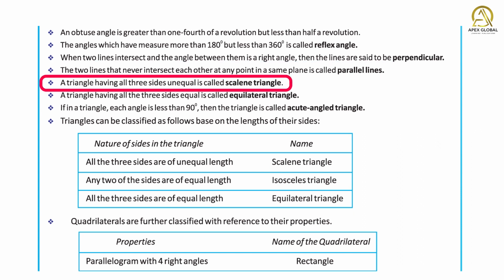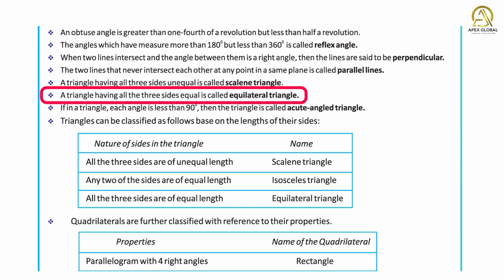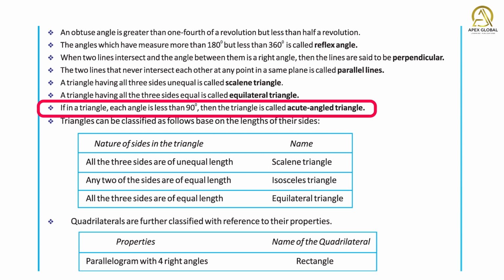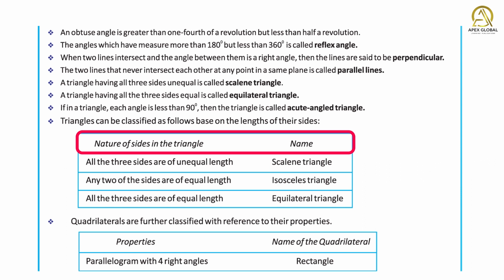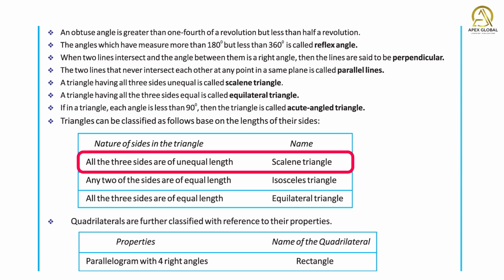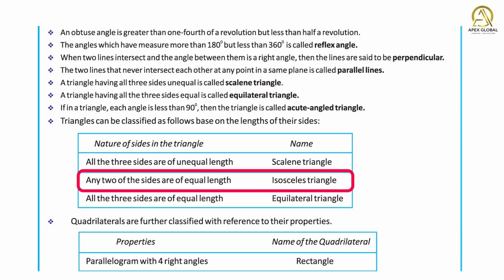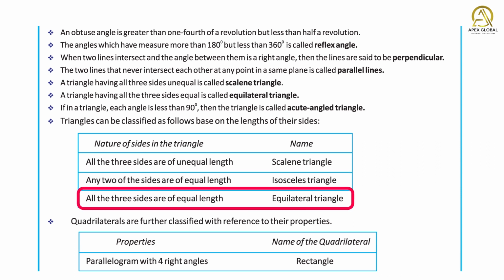A triangle having all three sides unequal is called a scalene triangle. A triangle having all three sides equal is called an equilateral triangle. If in a triangle each angle is less than 90 degrees, then the triangle is called an acute angled triangle. Triangles can be classified as follows based on the length of their sides. Nature of sides in the triangle. Name. All three sides are of unequal length. Scalene triangle. Any two of the sides are of equal length. Isosceles triangle.